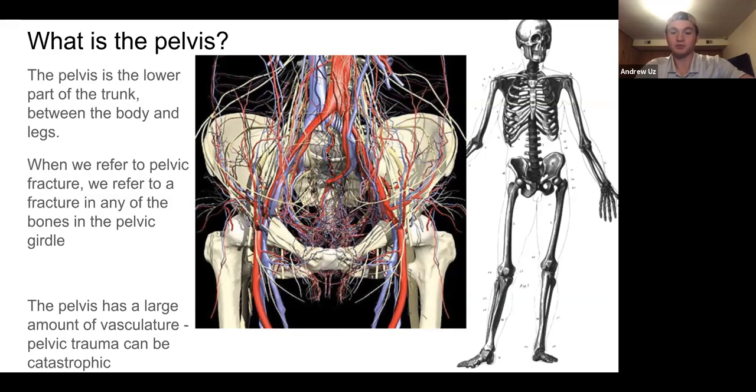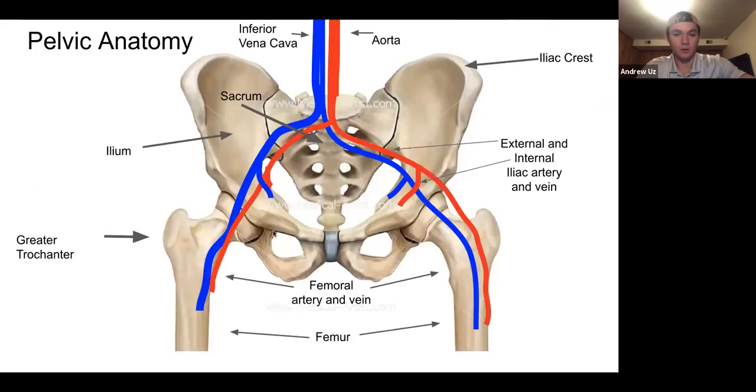As you can see in this picture on the left, the pelvis has a lot of vasculature, blood flow, and lots of blood vessels. So any kind of injuries in this area can be really, really bad. As far as the pelvic anatomy that we need to know, the important thing to remember, first of all, is that there's a lot of blood vessels.